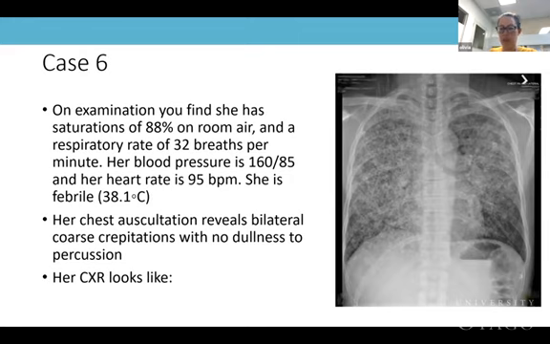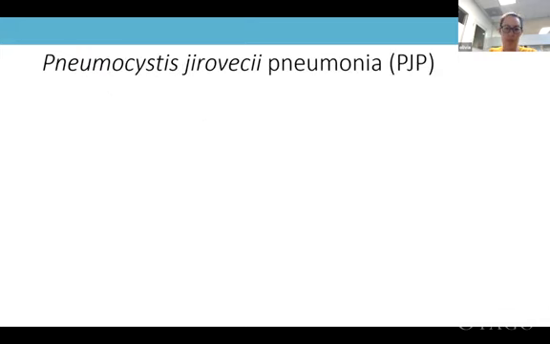So they look very fluffy, but they're not really kind of dense. Like you don't typically with a lobar pneumonia or something like that, you can't really see through it, whereas here you can. Does anyone have any idea what fungal infection can cause this? So this is PJP, Pneumocystis jirovecii pneumonia.